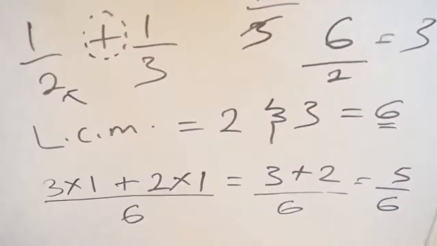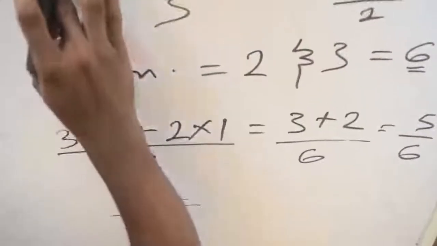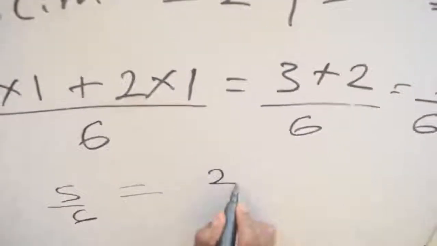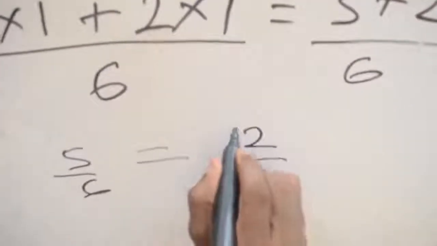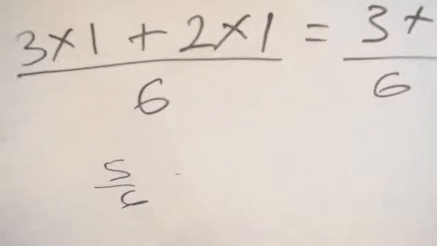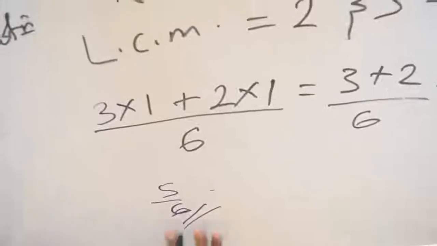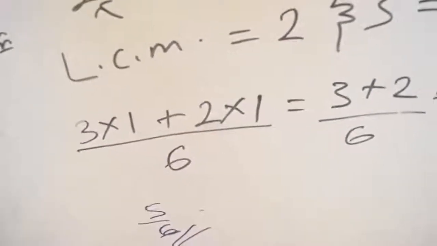So you cannot tell me that 5 over 6, which is the right answer, is equal to the one you got when you added the denominators, which is 2 over 5. Do not try this. They are not equal in any way. So let me clean this. This here is nothing but 5 over 6. So this is the right answer.